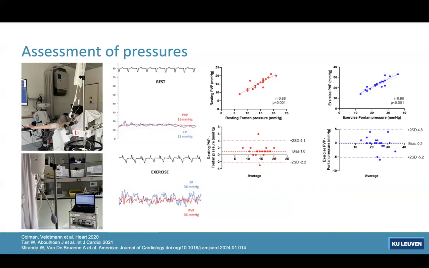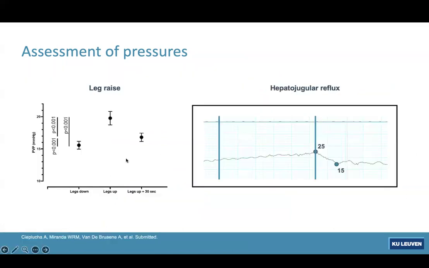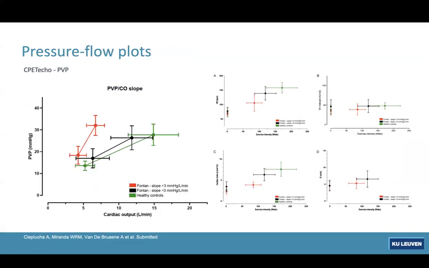We're quite confident that in Fontan patients at least, it reflects those Fontan pressures quite accurately. We even see that when we put those legs up, the Fontan pressure increases a little bit and then comes down a little bit like this. It's a bit like a fluid challenge, really. What it does mean, we still have to evaluate, but it opens up possibilities to better assess those patients, and we can construct those pressure flow plots that we've seen from Mayo Clinic as well.